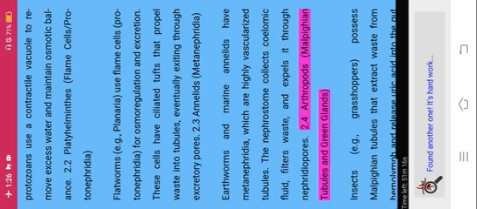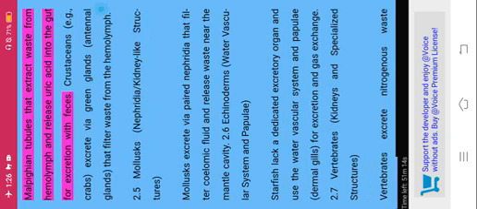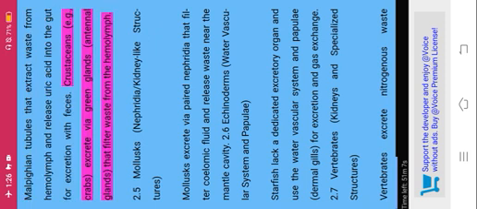2.4 Arthropods. Malpighian tubules and green glands. Insects, e.g., grasshoppers, possess Malpighian tubules that extract waste from hemolymph and release uric acid into the gut for excretion with feces. Crustaceans, e.g., crabs, excrete via green glands, antennal glands, that filter waste from the hemolymph.